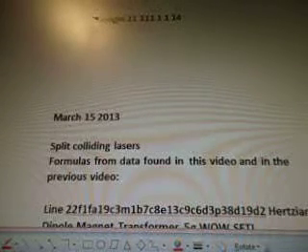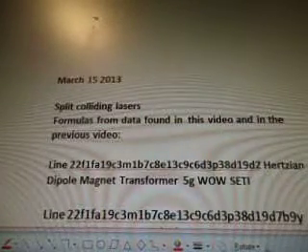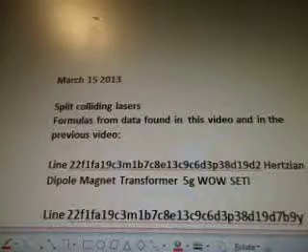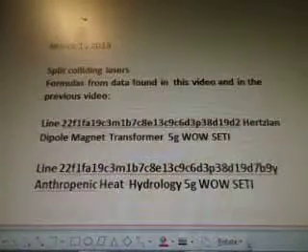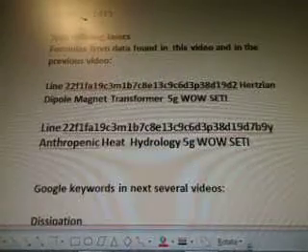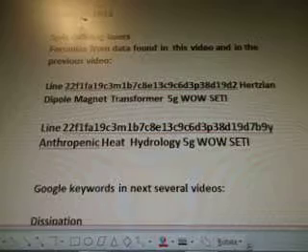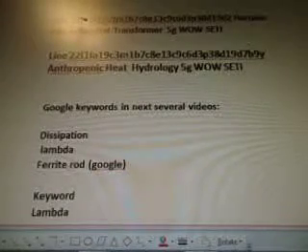So as you can see, there was a lot of data that was done in between the originals. So this is split colliding lasers, formulas from data found in this video and in the previous video. And that's the line of data there. Hertzian Dipole magnet transformer, then another line of data, and then Anthropenic heat hydrology. And then the keywords in the next several videos, we'll be talking about dissipation, Lambda, Ferrite rod.